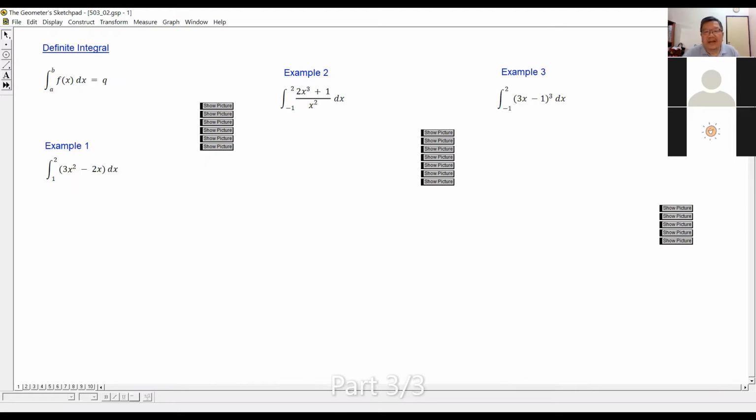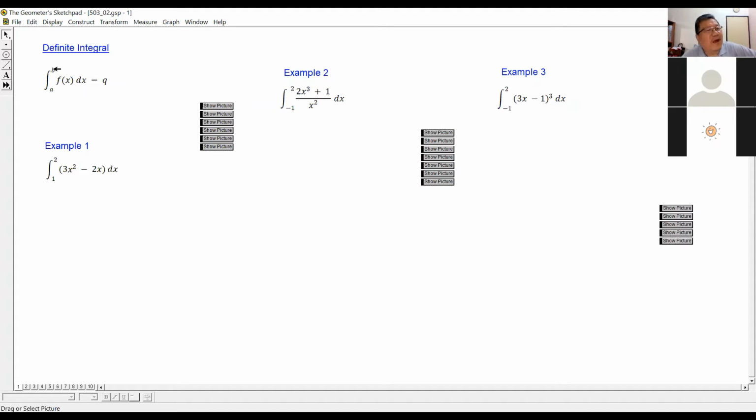Oh, the next thing is definite integral. Now, what is definite integral, right? Sorry, definite integral, not indefinite integral. Okay, what is definite integral?